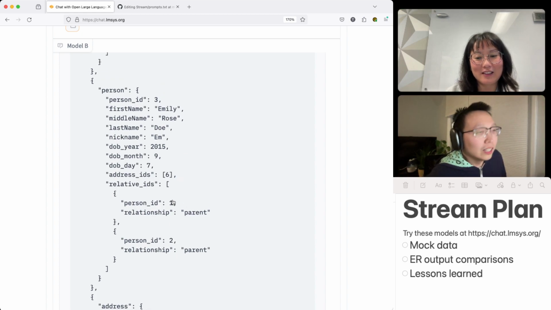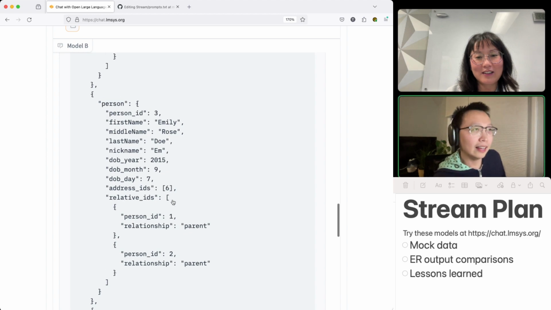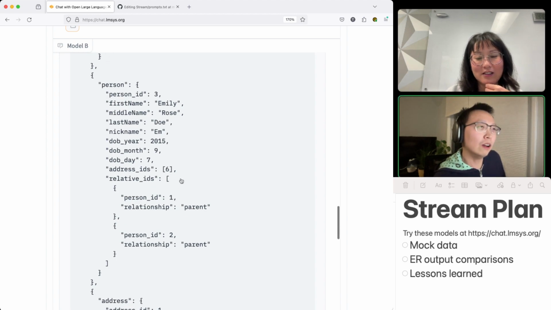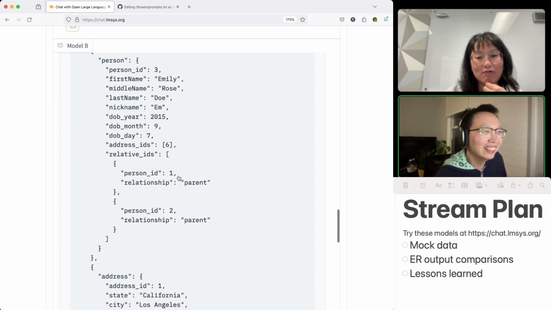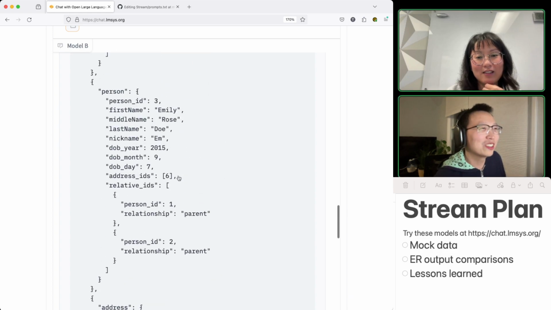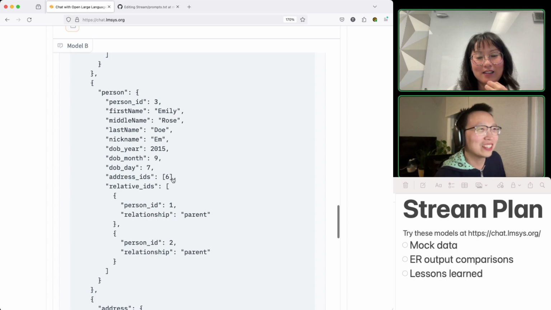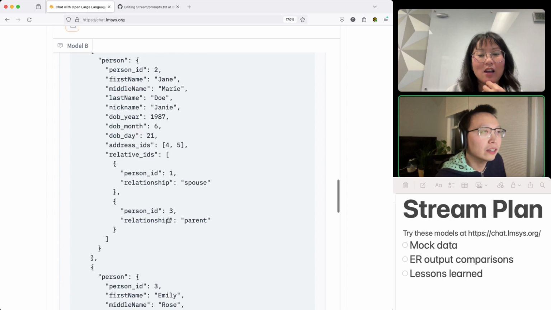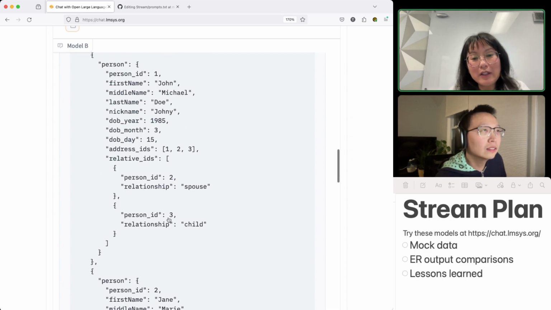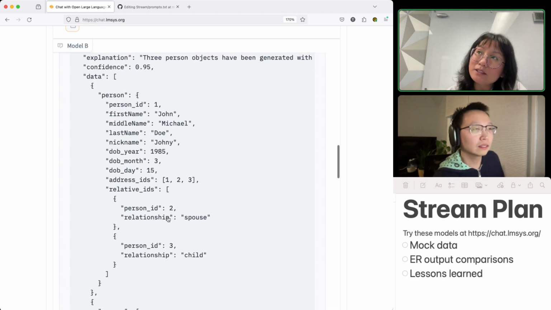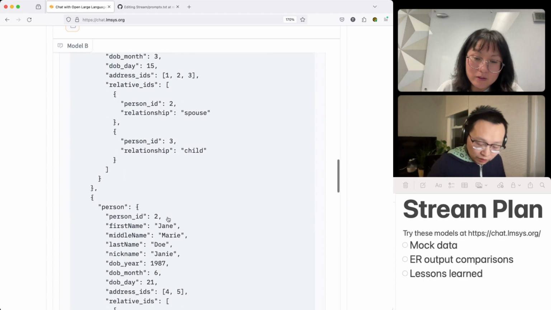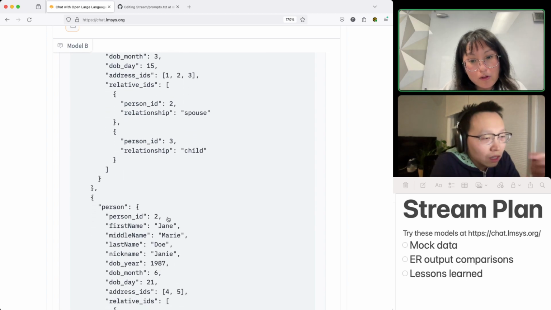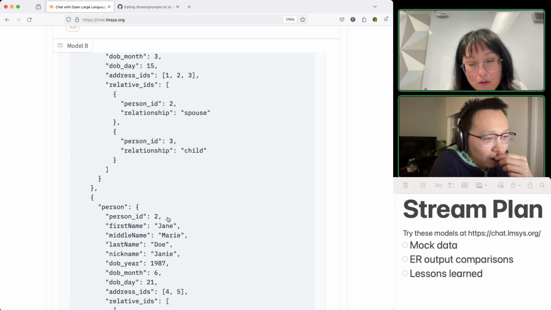Yeah, so I think, oh look, and this is really lazy too, right? It just says address ID is 6, instead of 1, 2, 3, 4, 5, 6. It just gave address ID 6. Oh no, this is fine. Wait, sorry, what was that? A comment again? What about the relationships that we can do better?